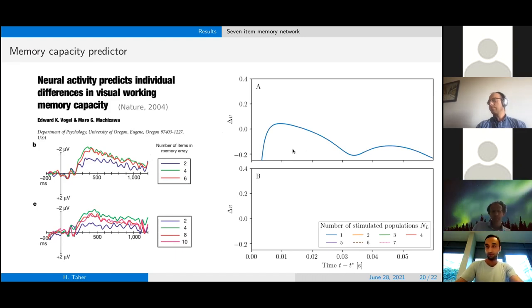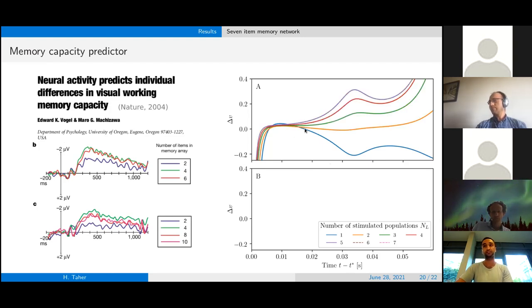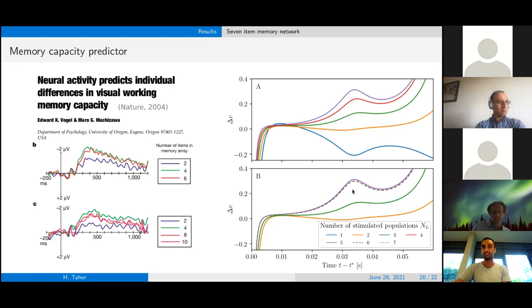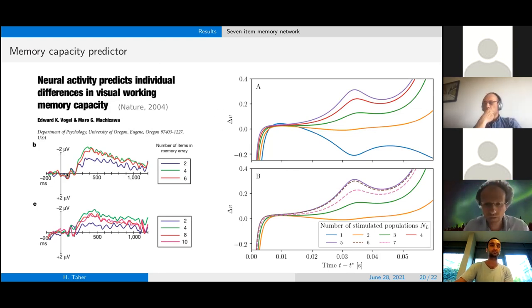And we can do the same type of experiment by showing different numbers of items to the network in the simulation. The blue curve corresponds to 1 item shown. The orange curve corresponds to 2 items shown, and 3, 4, 5. And we see a similar increase as here, the more items we present. The bottom panel corresponds to the bottom panel here. So we show 2 items, 4 items, 5 items, and 6 items where we get the first saturation, and then 7 items where we get the decrease. So somehow we can find a similar predictor for the working memory capacity as in the experiments of 2004.